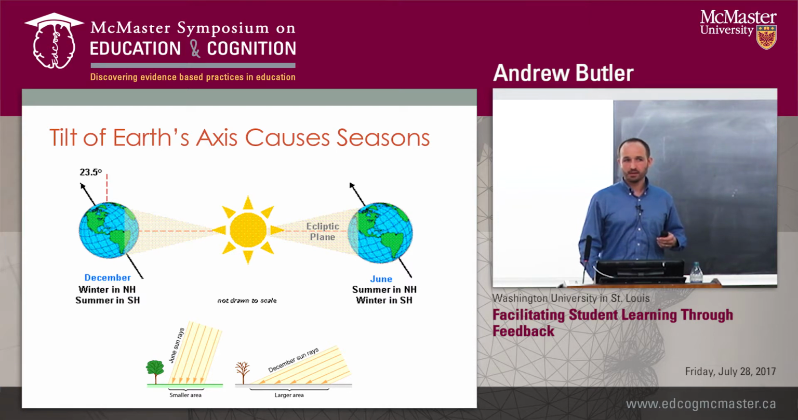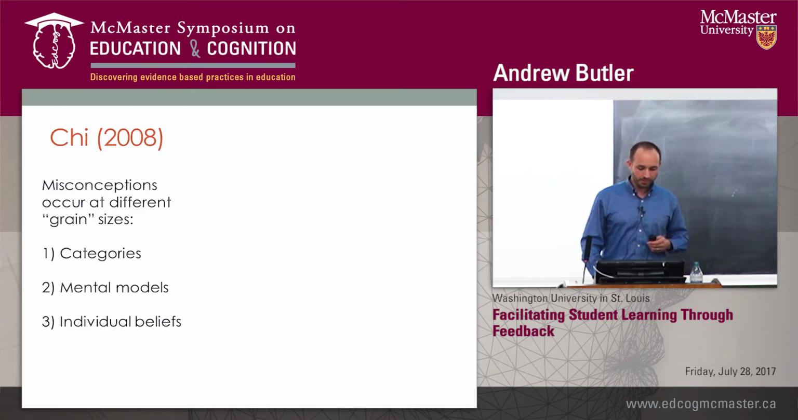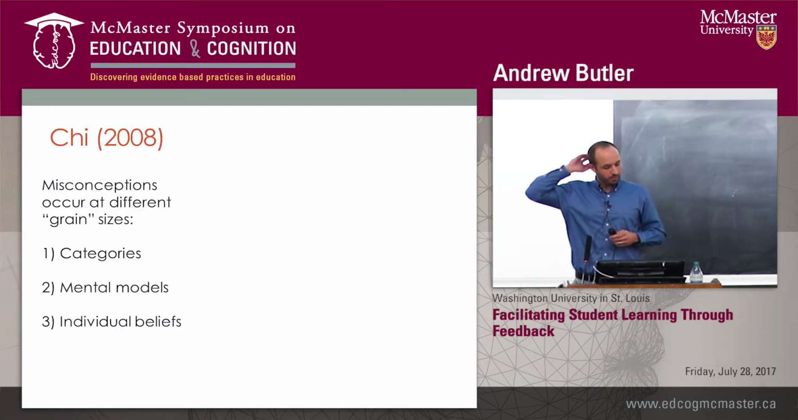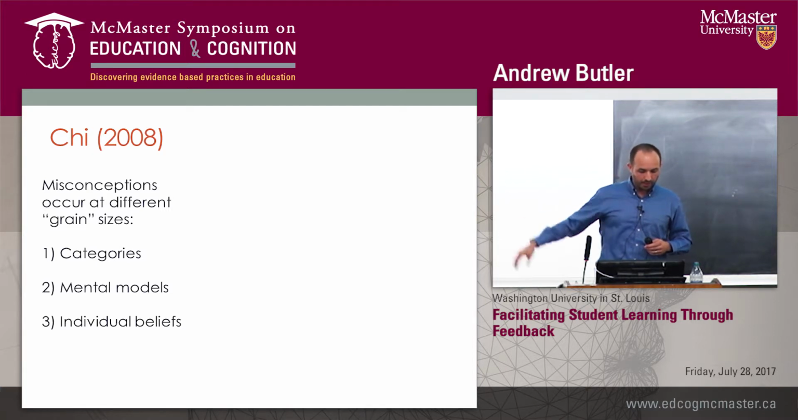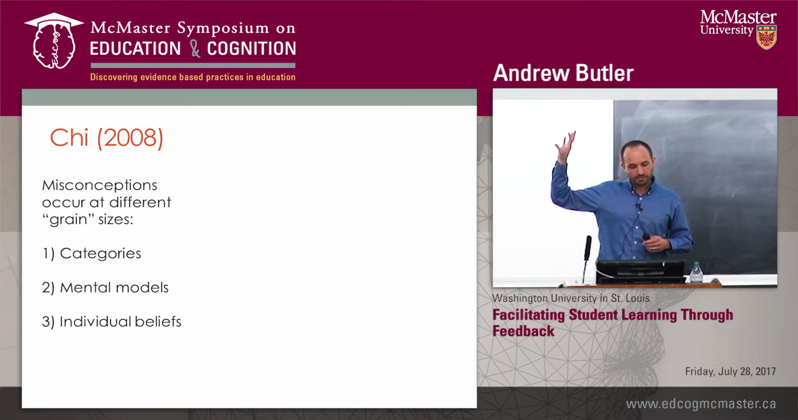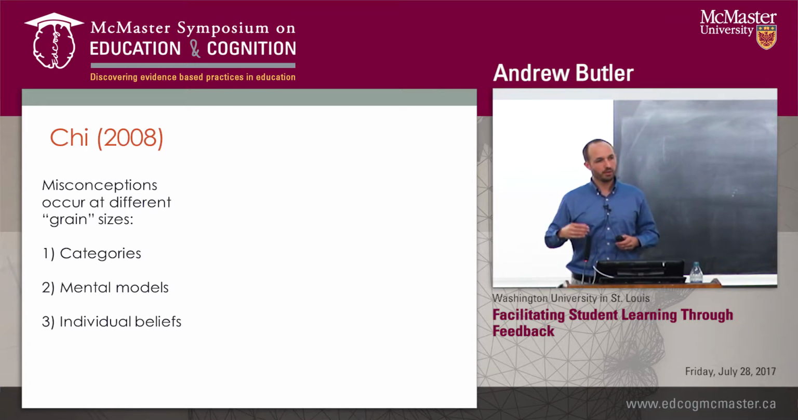Misconceptions can come in different flavors, right? So Michelene Chi's work is a set of work that I really like, and she characterizes misconceptions that are occurring at different grain sizes, okay? We can think about misconceptions that occur at the ontological level, in terms of mental models, individual beliefs, right?